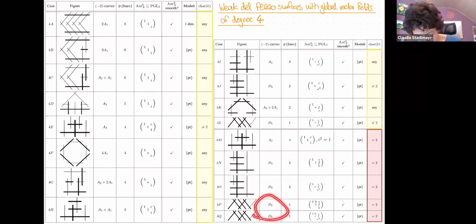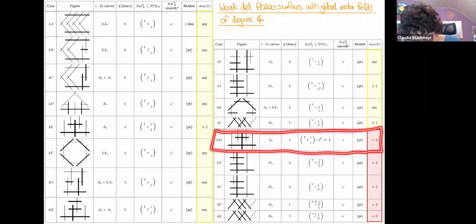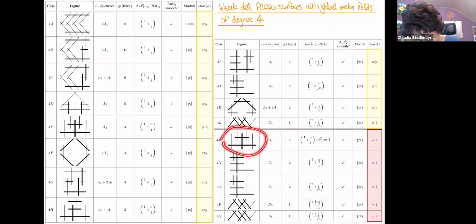Then the phenomenon with same configuration, different connected automorphism schemes, and already one of these configurations occurring in characteristic different from 2 is the same for D5. But now let's have a look at this special case A3. Here we have this configuration.